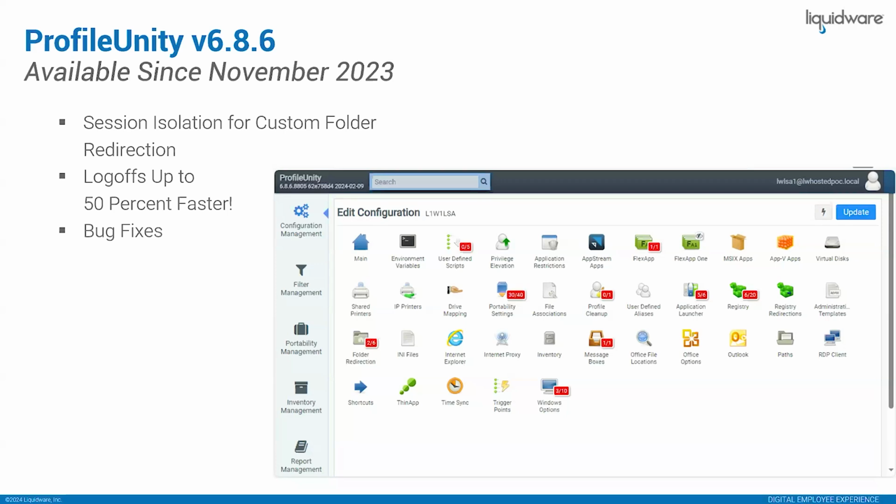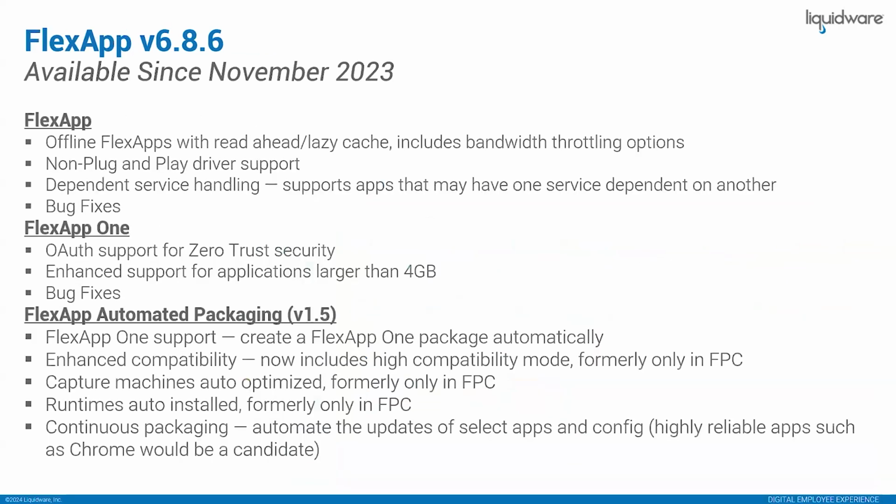So about a year ago, we had the following things. Again, I'm gonna blow through a couple of these slides really quick so we stay on task. Session isolation for custom folder redirection in there gave you the ability to increase your folder redirections for multi-session environments. We sped up our log off times, which is important in many environments, so you don't hold the user up before they do the next thing, and of course bug fixes. So 686 was on the ProfileUnity side.